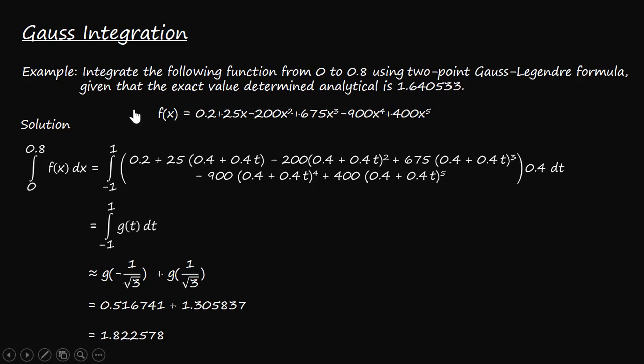We are also given that the exact value is equal to 1.640533. So the corresponding absolute error can be computed as 0.182045. We can reduce this error further if we apply the 3-point Gauss-Legendre formula. This is how we can find the approximate integral of functions using Gauss integration.